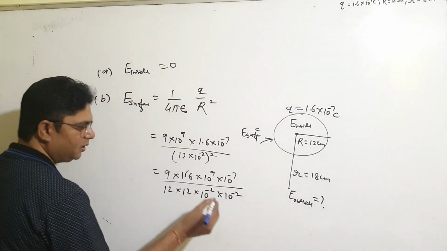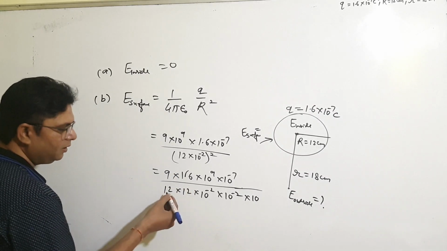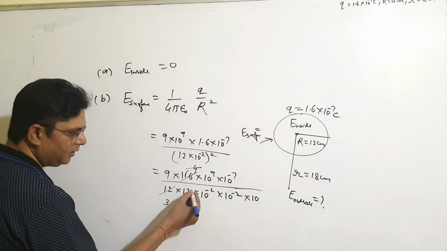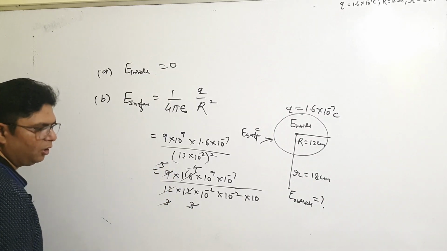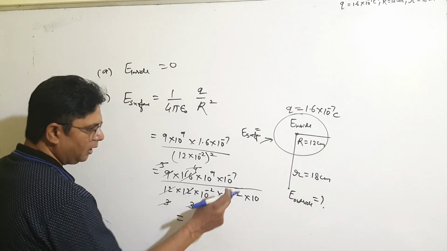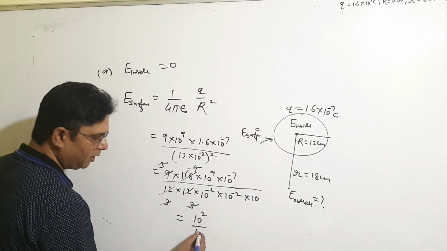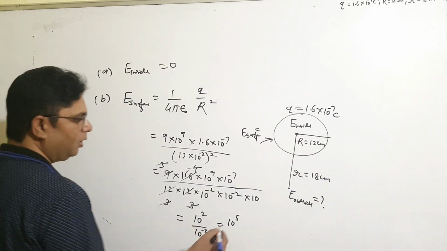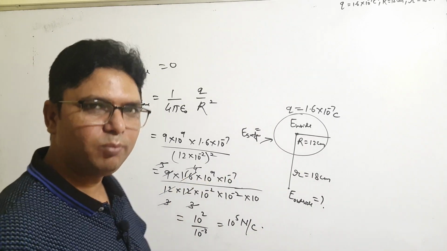Here eliminate this point, you have 10 in the denominator. Now we divide 12 by 4, so we have 3. 16 by 4 we have 4. Divide by 12 we have 3, 9 here, 3 cancels out. So what you have on the numerator side, you have 10 to the power 2 and on the denominator side you have minus 2 and plus 1 here. So you have 10 to the power minus 3. So you have 10 to the power 5 Newton per coulomb. So electric field on the surface is 10 to the power 5 Newton per coulomb.